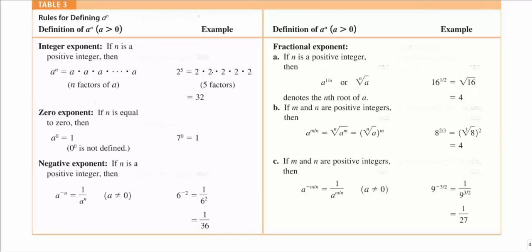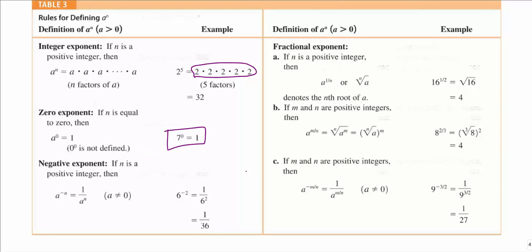An exponent is repeated multiplication of a particular base. So if I say 2 to the 5th, that means to multiply the base of 2 times itself 5 times. The zero exponent: any base raised to the zero power is 1.